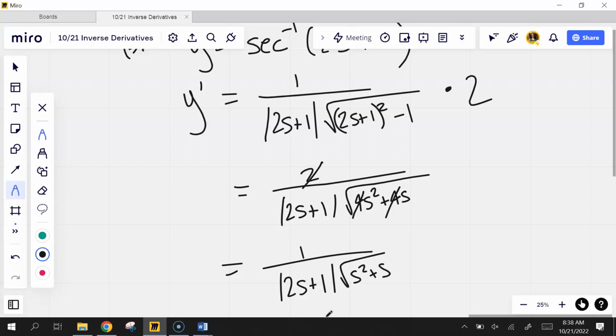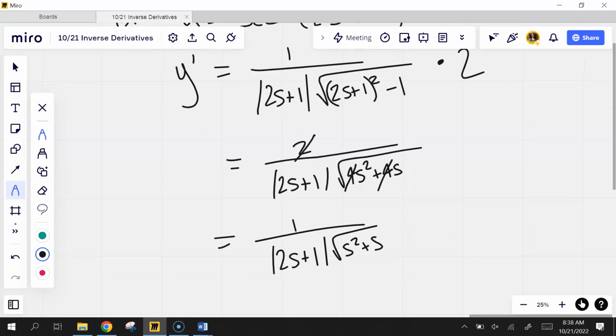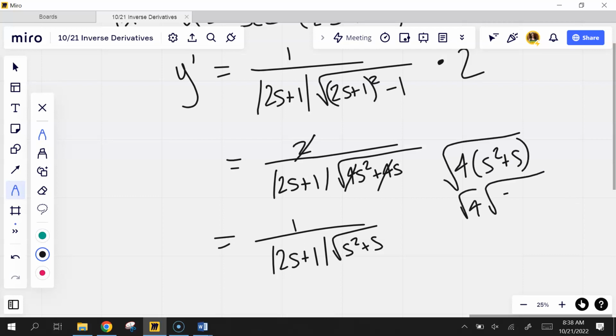I don't know that there's anything else you can do. You talking about here? Because what I really did was I said, okay, 4 times s squared plus s. That's the square root of 4 times the square root of s squared plus s. Square root of 4 is 2. And then I canceled the 2 with the 2 at the top. Is that where they stopped? Okay, good. Cool.